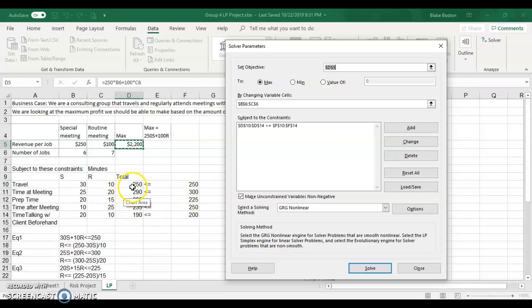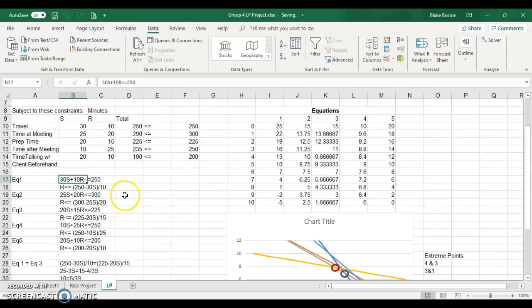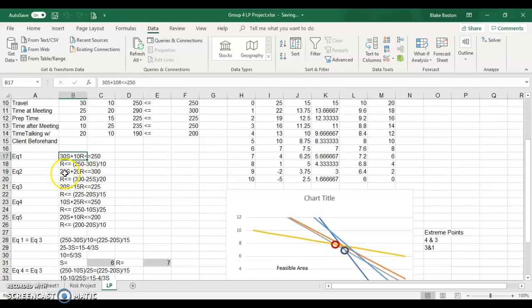where we just used our constraints that we had found on the left-hand and right-hand side for our objective at 2200. It was set at 1800, and after changing our variable cells right here, it is changed to 2200. So the next thing we did is we solved each of our constraints, and we solved for R for each of these.